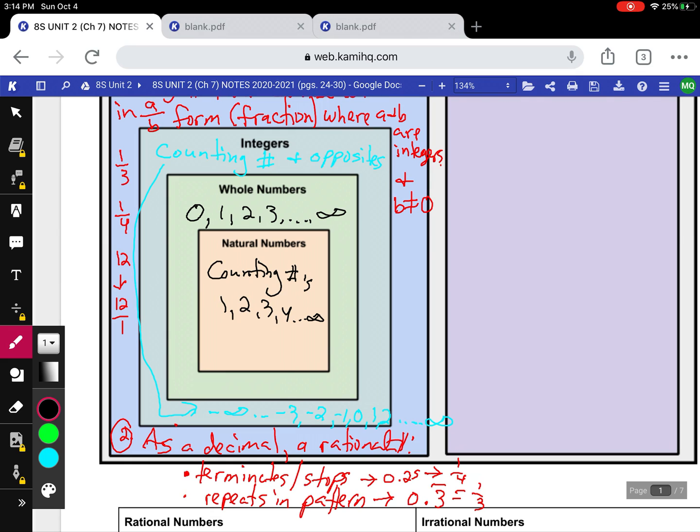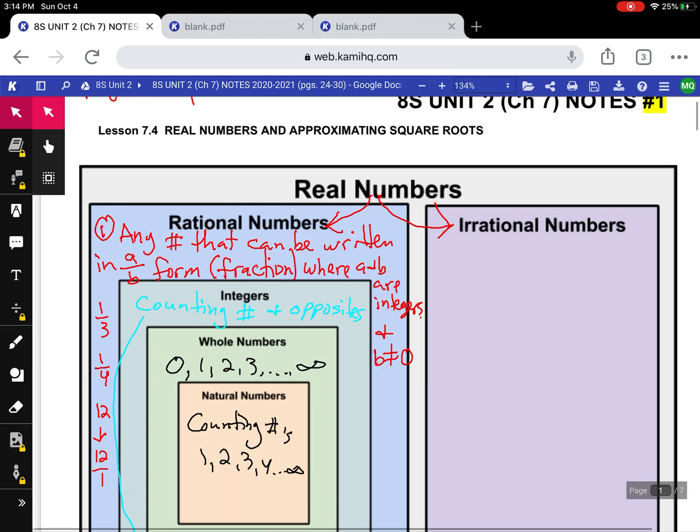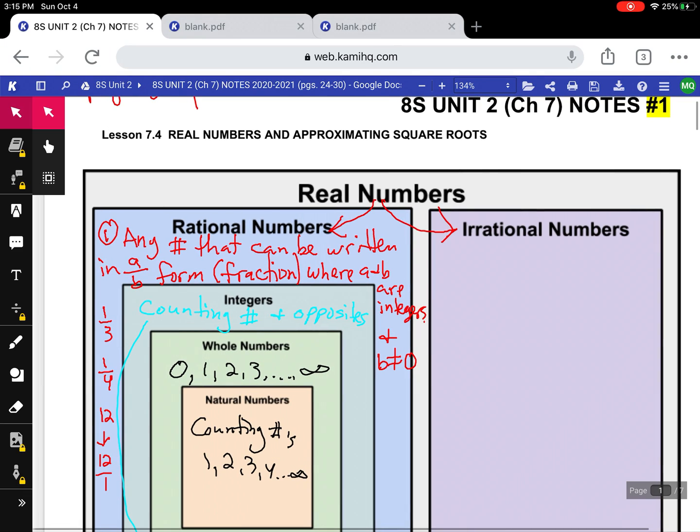The thing I want you to take away from this is that it's kind of like a hierarchy. If you are in the real number system, you're either a rational number or an irrational number. From there, you get more and more specific. Maybe I'm the number 2, which means I'm a whole number. I'm also an integer because an integer includes 2. I'm also a rational number because I can be written as 2 over 1. But just because I'm a whole number doesn't mean I'm necessarily a counting number. Okay, let's go over to irrational numbers.